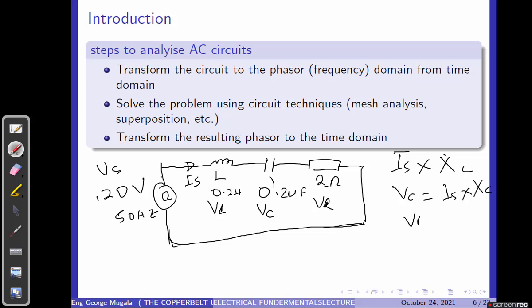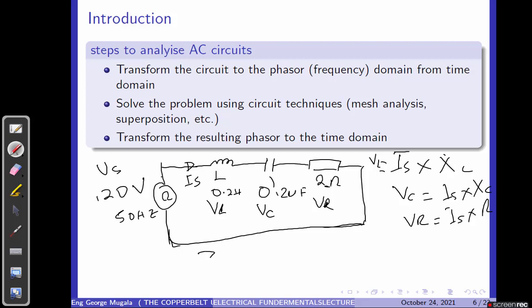And the VR is equal to IS times what? Times the resistor. So these become our respective voltages. But now, how do we find VC? How do we find IS? IS is equal to this divided by the total impedance. We have to get what the total impedance is.